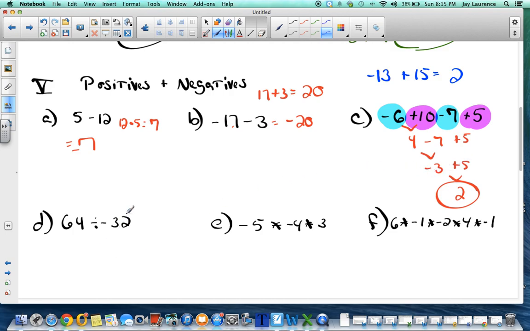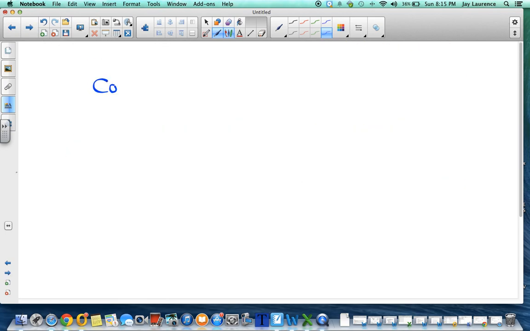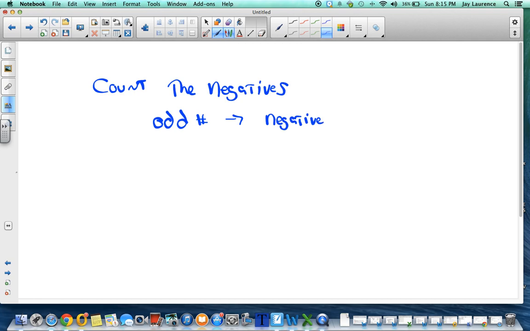All right, coming down here, some of you get screwed up about negatives, and dividing and multiplying. Look, just count the negatives. If there's an odd number of negatives, the answer will be negative. For example, 4 times negative 3 is negative 12. How many times did I say the word negative? Once. It's negative 12.